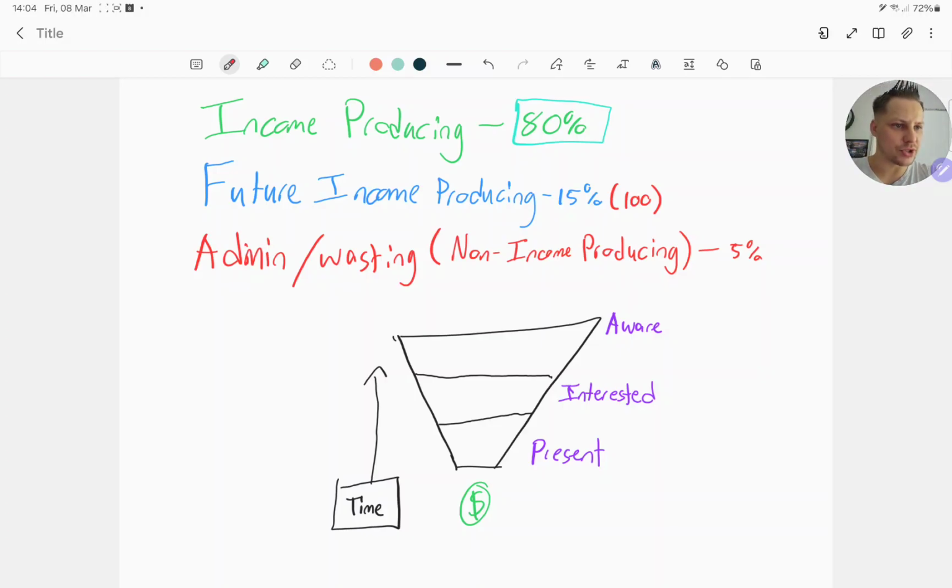So a future income producing activity could be honing your skills. Let's say you're learning a skill, maybe you have a course that you're going through, and you're spending 15% of your day making sure that at least 1 hour a day you're learning something new, or improving the skill that you do have, or reading on a particular subject that improves that skill, right?